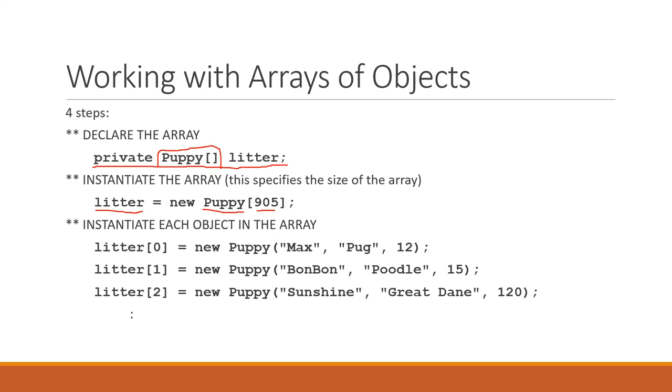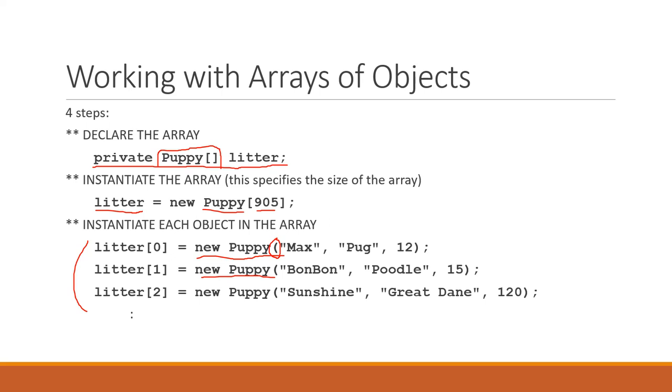Okay, now that the array has been set up, the individual elements still have not been created, and so I need to do something like this, where for every element in the array, I need to instantiate the puppy object. So notice the difference here is when puppy is followed by a parenthesis, it knows that I'm calling the constructor method for the puppy for one object. So I make a new puppy object, Max, pug, 12, and store that in slot 0 of the litter array. Then I make another new puppy, Bon, poodle, 15 pounds, and store that in slot 1. Sunshine's a Great Dane, 120 pounds, stored in slot 2, etc. So I do that for all the elements. There are shortcuts for doing this, and we're going to see them later. Okay, but right now we're all set.